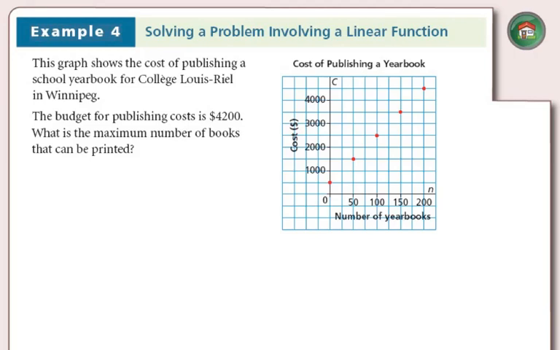So here the linear function we have is the relationship between publishing a yearbook, the cost to publish it, and how many copies get published. Now, this is a collection of points, the way it's been presented, but we need to look at it and see, well, could we actually have gotten 32 yearbooks published? Why 32? Just a number I picked.